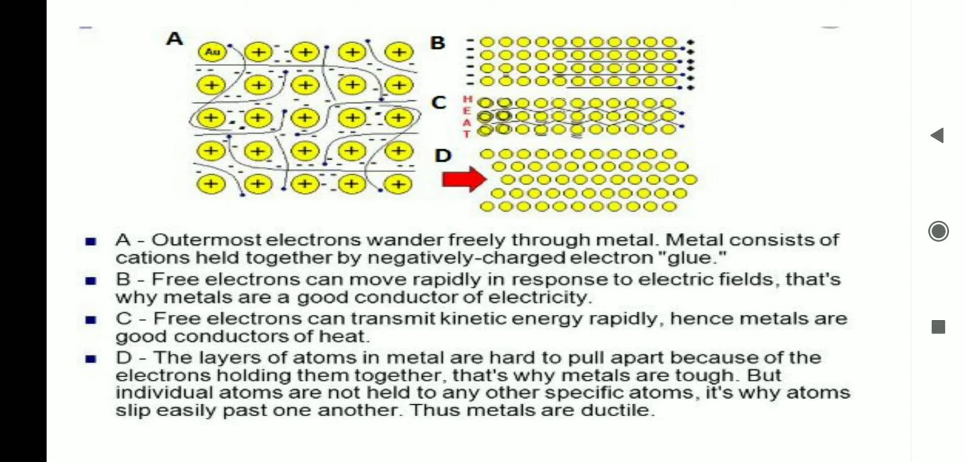In figure C, heat is applied at one end of the metal and it is transmitted towards the other end through the kinetic energy gained by the electrons, and thus it also explains that metals are good conductors of heat. Figure D shows the ductility of metal. The layers of atoms in a metal are hard to pull apart because the electrons are holding them together, and that is the reason for their immense strength. But the individual atoms are not held to any other by specific atoms. That is why they slip easily past one another when force is applied.